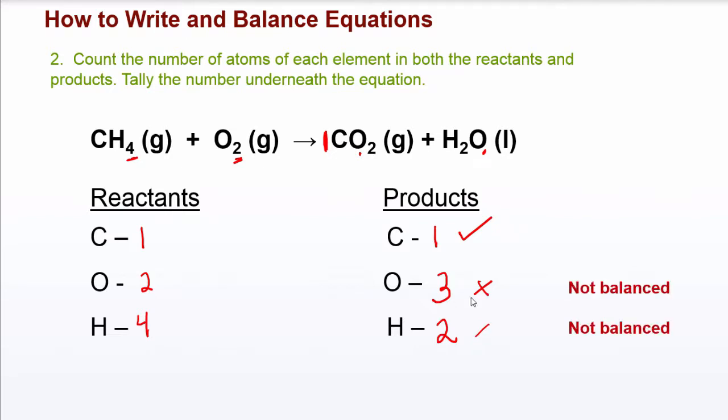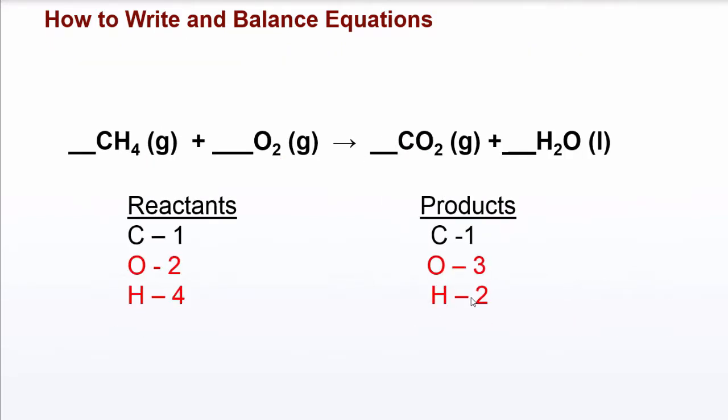All right, so what do we do about that? Well, we need to experiment with putting coefficients in front of the formula for these different compounds. Remember, the big rule is that we can't change the subscripts. That would completely change the actual compound, but we can change the coefficient in front. So we don't need to do anything with the carbons. What about the oxygens? We've got 2 on one side, 3 on the other. What could we do to change that? And think about what could we do to change these hydrogens.